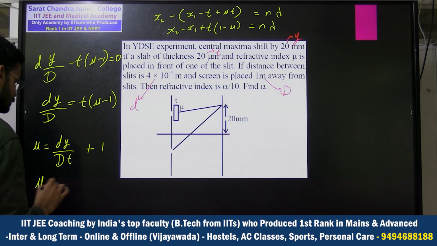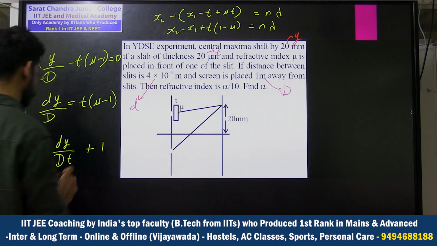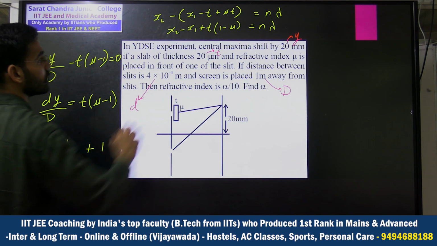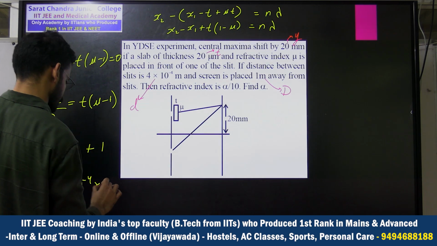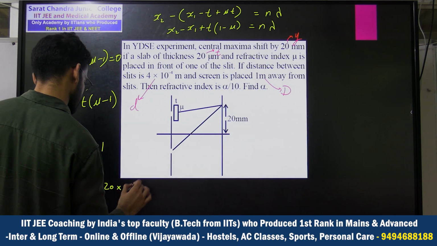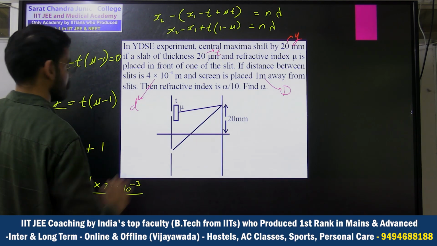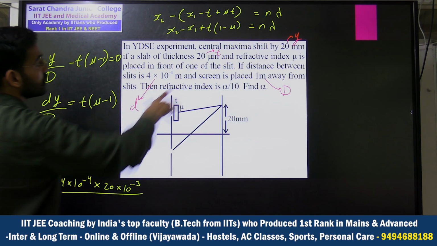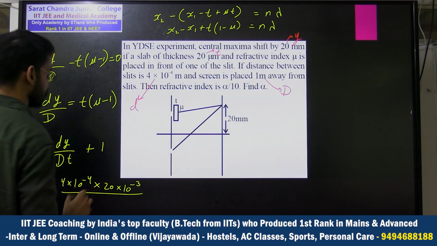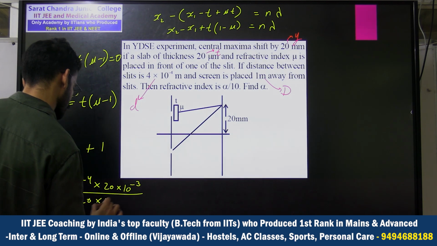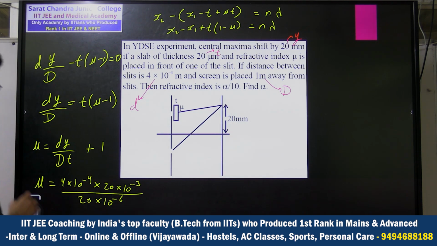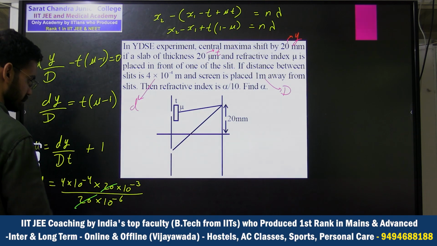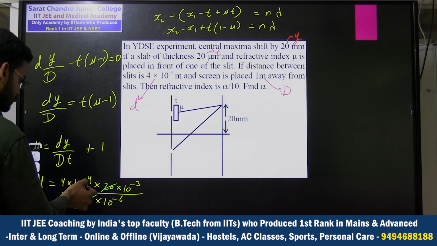So if we solve this, small d is 4 into 10 to the power minus 4, into y, how much? 20 mm. So you can put 20 into 10 to the power minus 3 divided by capital D, 1 meter, multiplied by small t, 20 micrometer, so 20 into 10 to the power minus 6. If you cancel out, 20 is directly gone.